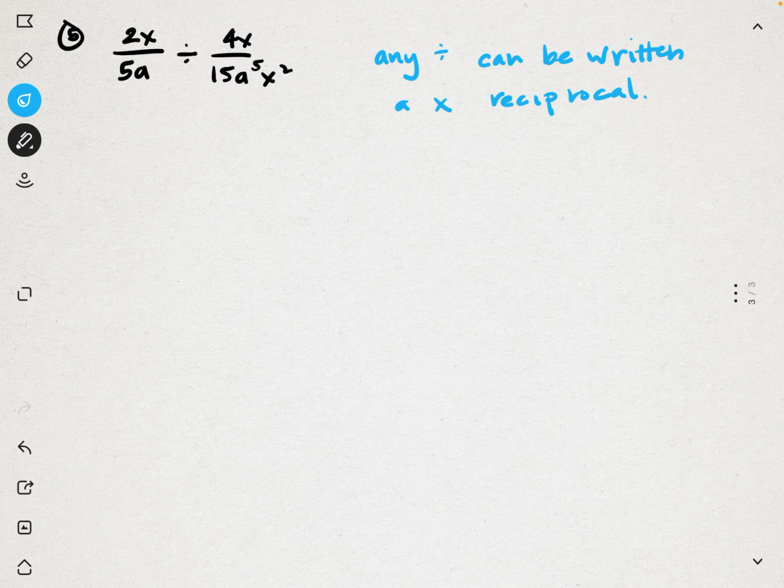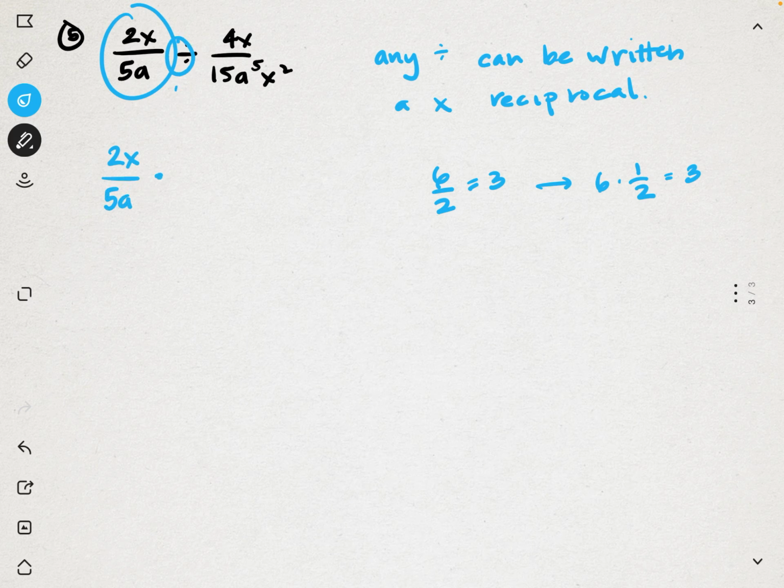We did something like, 6 divided by 2, we know that's always 3. But we said that we can also say that's the numerator, 6, times the reciprocal of 2, which is 1/2, because that's always the same answer. All right, so we're going to apply that same idea here. So we take this first thing, and rather than divide, we're going to say we're multiplying by the reciprocal of the second thing. So the reciprocal would be 15a to the 5x squared over 4x.